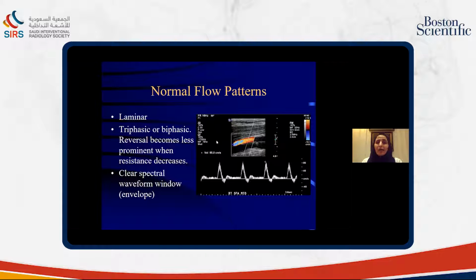Okay. Normal flow pattern, laminar, we have here, this is in the middle and parallel to the wall. And we have here the triphasic waveform. If you see here the clear spectral window, and this is really important because it will be in the criteria to define stenosis, and we will see it later. So clear window here, and triphasic waveform. And laminar because it's in the middle of the vessels. So this is normal flow pattern.